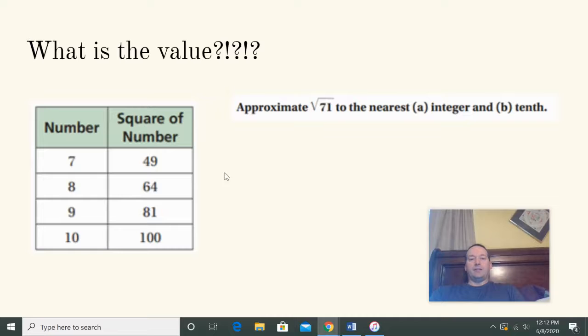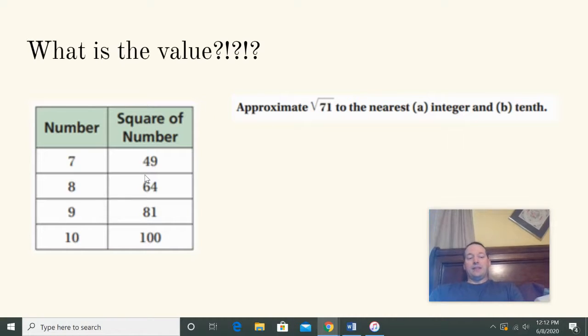Well, what's in between? So 71 is between 64 and 81. Well, that's a difference of about 17. Half of that is 8. So 8 more than 64 is about 72. So 72 is about 8.5-ish. So this is less than 72. Okay, so that would mean it'd be closer to 8. That's all you have to do to solve that part.